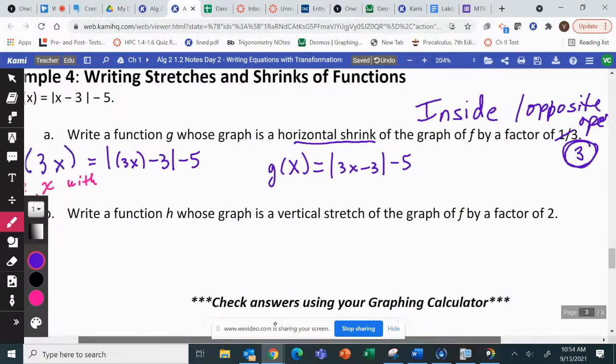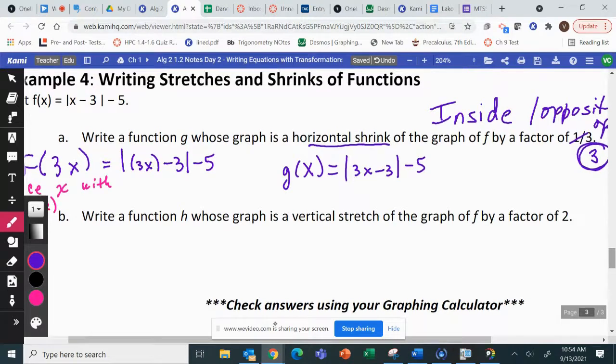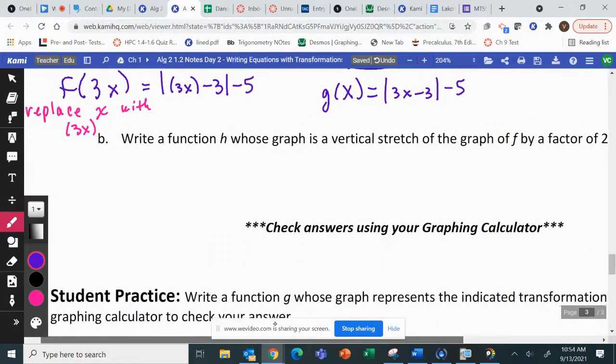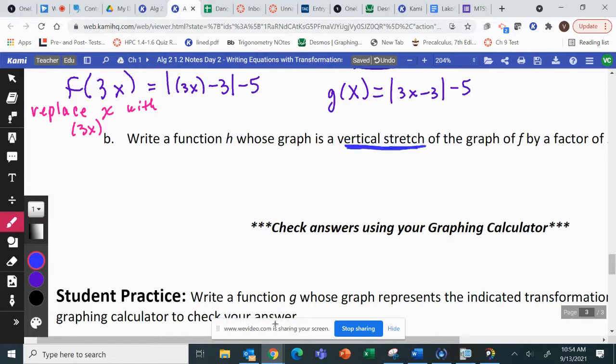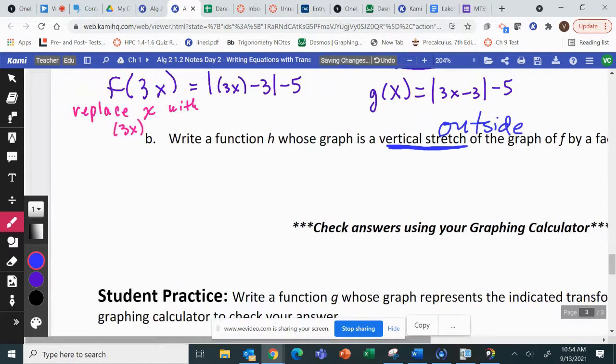So the second part, write a function h whose graph is a vertical stretch of the graph of f by a factor of 2. So this one's a vertical stretch. Vertical goes where? Outside. And the factor is 2. Since it's vertical, we don't need to change it. We're just going to do 2 f of x. And do 2 times f of x.